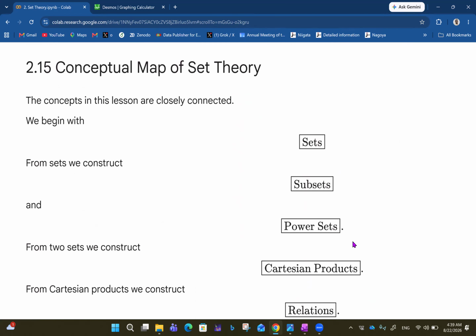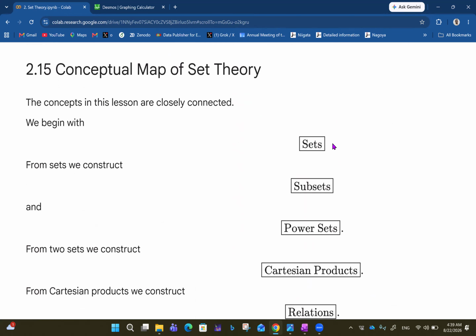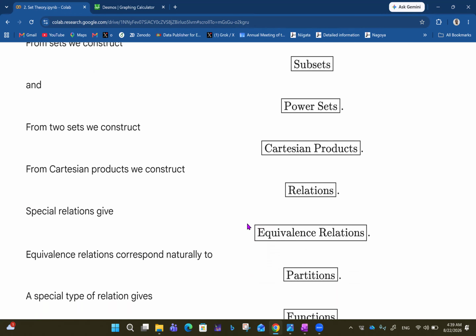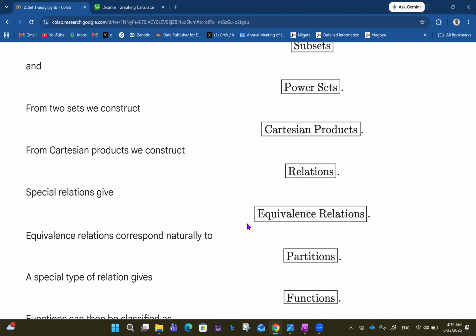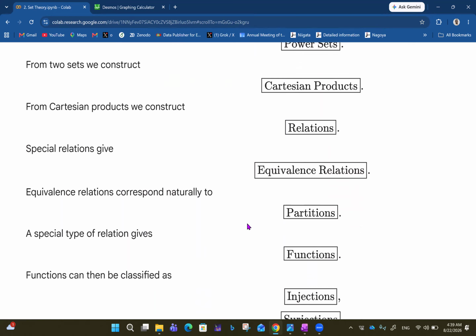So we have a conceptual map of set theory. The concepts in this lesson are closely connected. We begin with sets, then from sets we construct subsets. Using the idea of sets and subsets, we then talk about power sets, and from two sets we construct the idea of Cartesian products. From Cartesian products we construct relations.